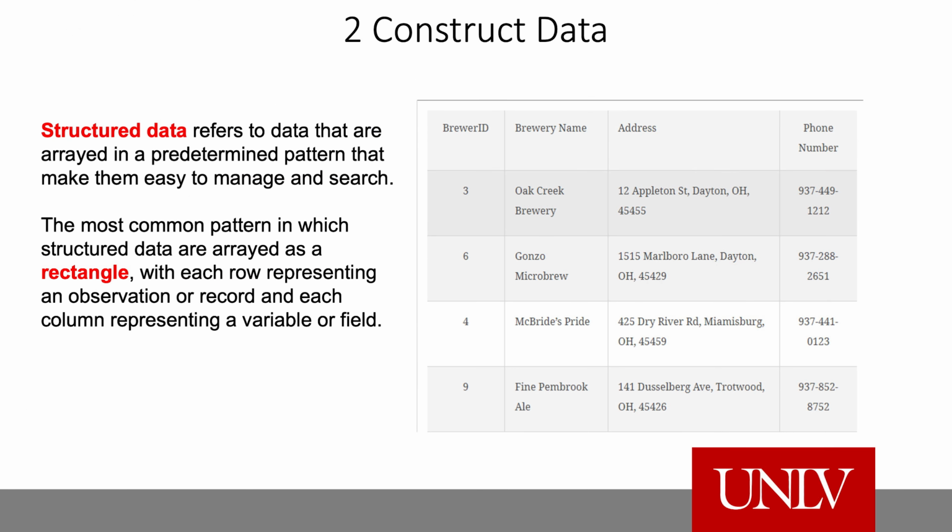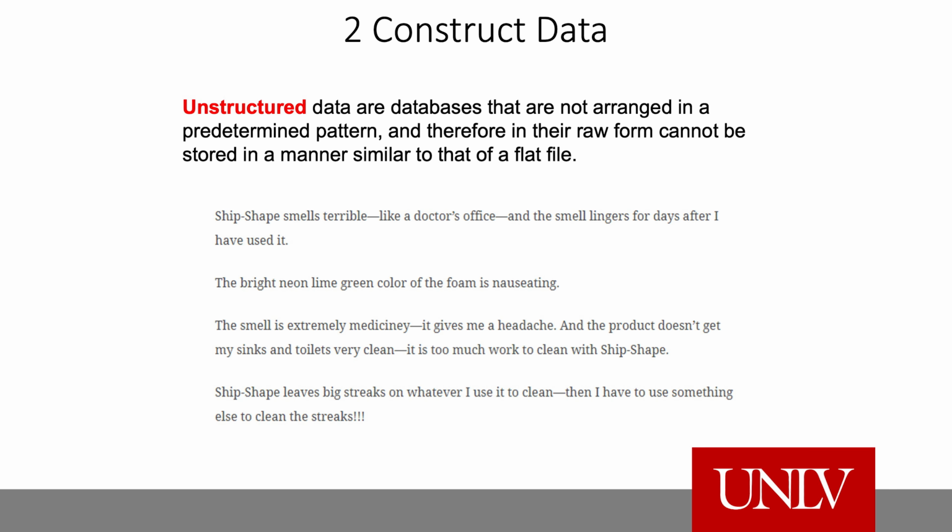Structured data refers to data that are arrayed in a predetermined pattern that makes them easy to manage and search. The most common pattern in which structured data are arrayed is a rectangle, with each row representing an observation or record, and each column representing a variable or field. Unstructured data are databases that are not arranged in a predetermined pattern, and therefore in their raw form cannot be stored in a manner similar to that of a flat file.